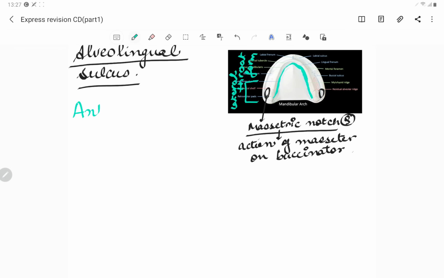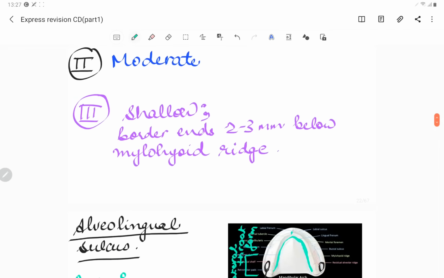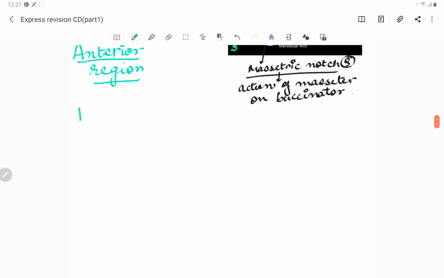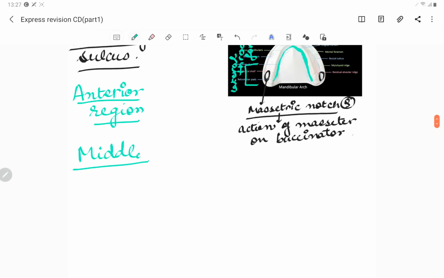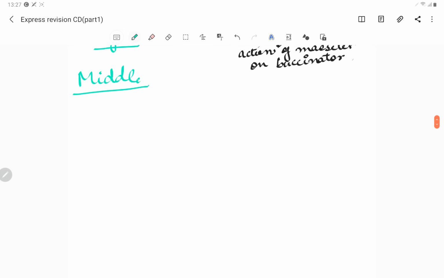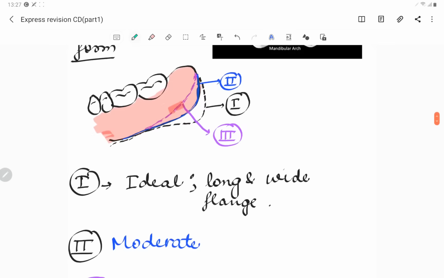So we have got three regions of the alveolingual sulcus. The anterior region, which is from the lingual frenum up to the premylohyoid fossa. Then we have the middle portion, which is from the premylohyoid fossa to the distal end of the mylohyoid ridge, and the third one is the posterior region. So the posterior region is our lateral throat form.